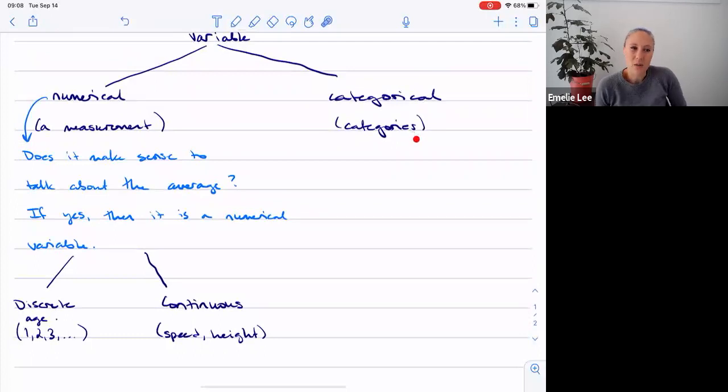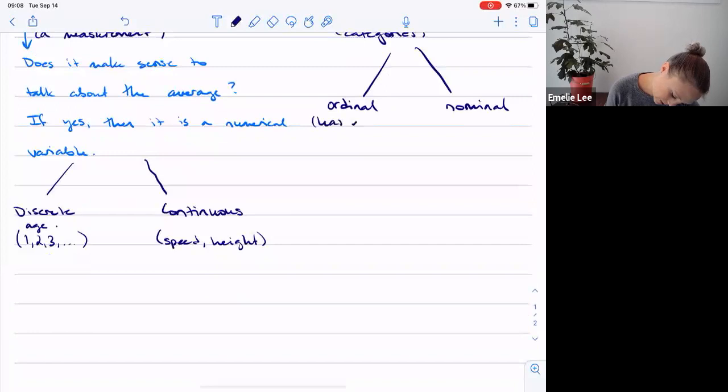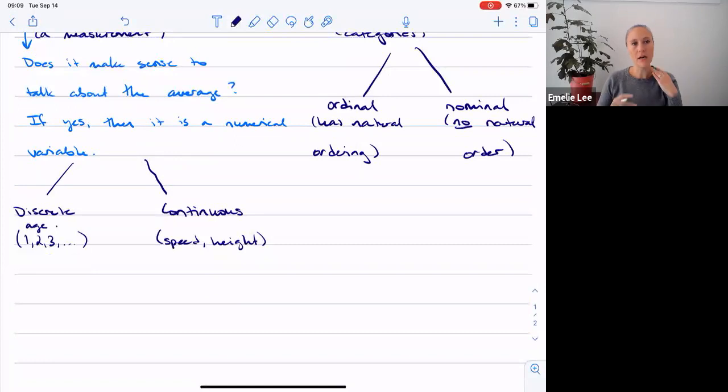For categorical data, the easiest way to think about it is, do I have these categories? And then we can split it up even further and talk about ordinal categorical data. So is there some natural ordering? If there isn't, then you have nominal data. That's when you have no natural ordering, but you do have these categories. So you can have ordinal or nominal data. Ordinal has natural ordering. Nominal has no natural order. And it doesn't matter which one you have. Again, the techniques that we use for categorical data stay the same.